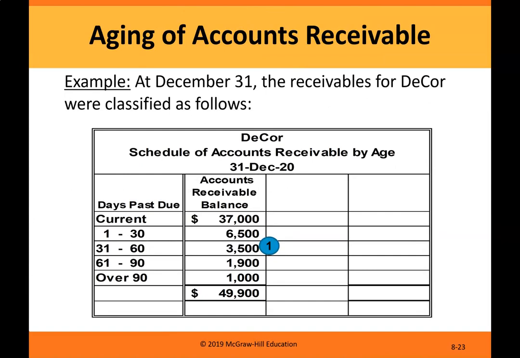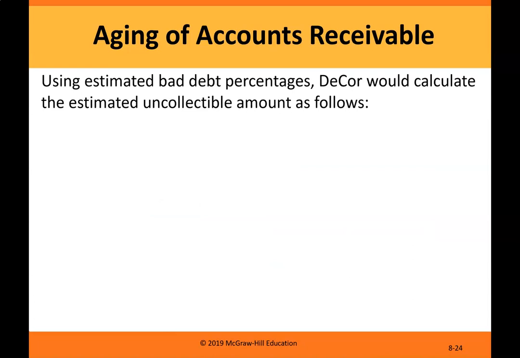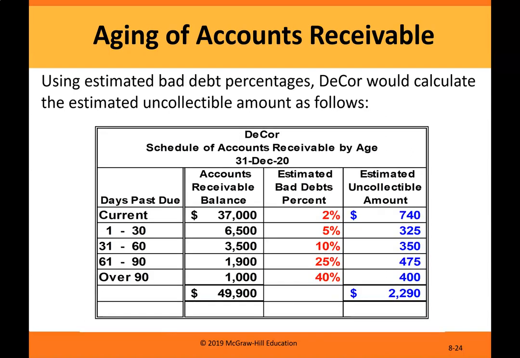Example: At December 31st, the receivables for Decor were classified as follows. So they have current, 1 to 30, 31 to 60, 61 to 90, or over 90 days. Using estimated bad debt percentages, Decor would calculate the estimated uncollectible amount as follows. So they decided 2% for current debt, 1 to 30 days is 5%, 31 to 60 is 10%, 61 to 90 is 25%, and over 90 is 40%. So for example, 1,000 times 40% equals 400.